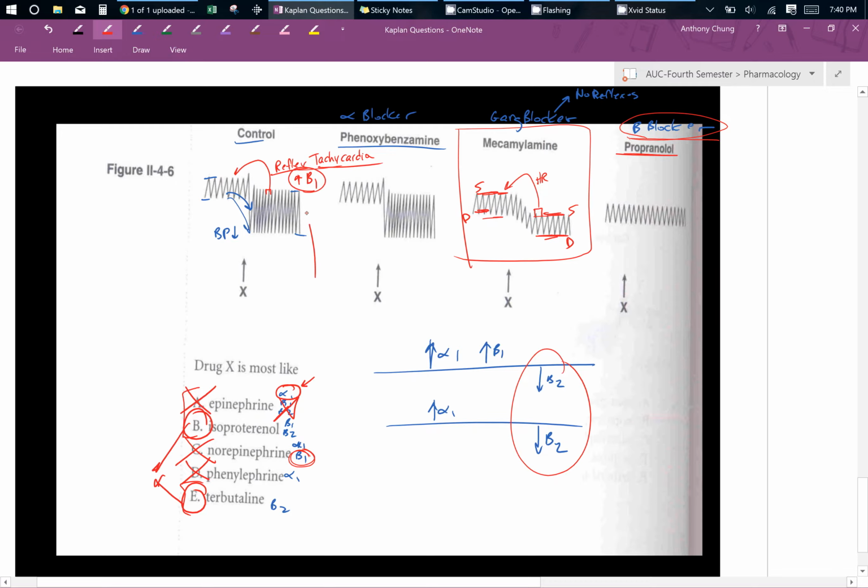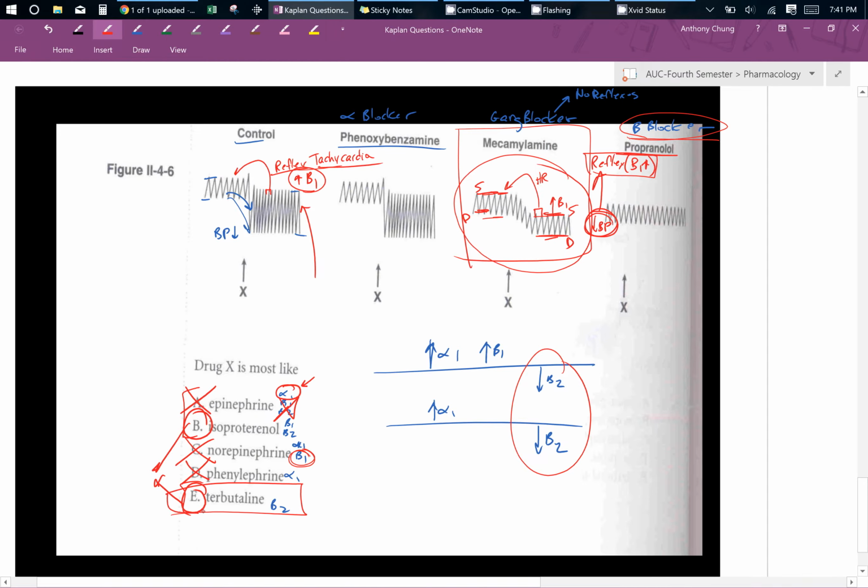Why does the control look like that? Well, because when there was a reflex, your blood pressure went down over here, and then when the blood pressure went down, you had a reflex. The reflex was to increase your beta 1, and this is not a drug. This is your body responding to the drop in blood pressure, and that typically is supposed to increase your systolic up to that point. So in this case, it seems to suggest that the answer is likely going to be terbutaline.